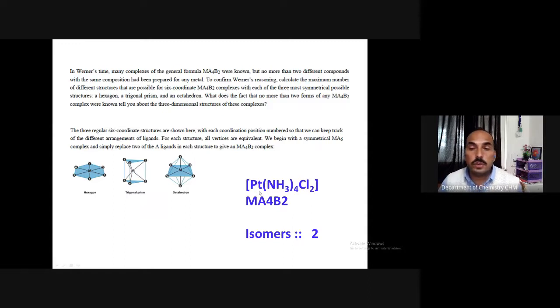It was a great source of information. You can not only tell the composition but also the geometry of a complex just by getting this data, right? At that time, when people knew nothing about these complexes, it was great information that Werner provided. That is the reason he was awarded the Nobel Prize for this work.